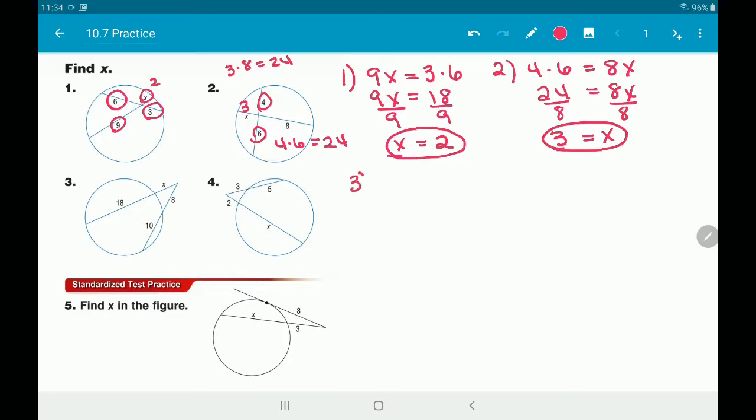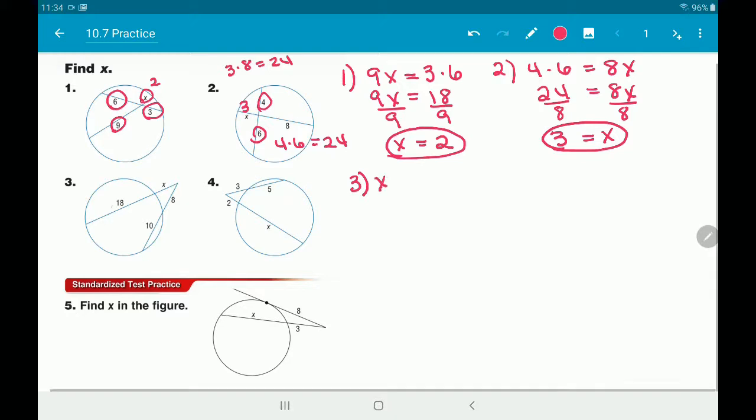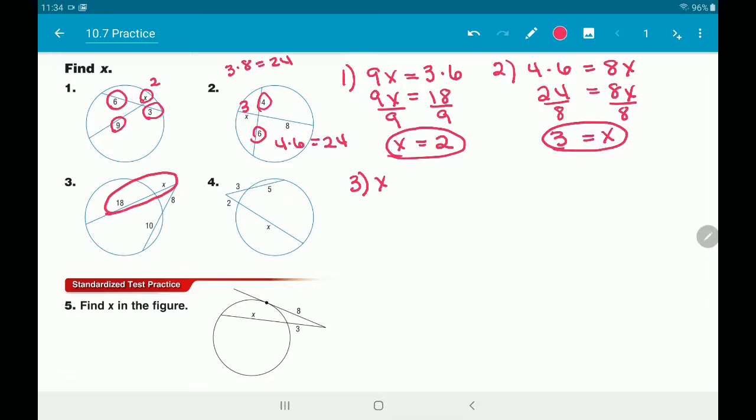Number 3 is not 2 chords inside, it's 2 secant segments. So what we have to do with those is multiply the outside times the whole thing. And the whole thing is not 18x, it's 18 plus x. Now on the other side, the outside is 8, but the whole thing is 18. So if we multiply this in, we'll have 18x plus x squared equals 144.